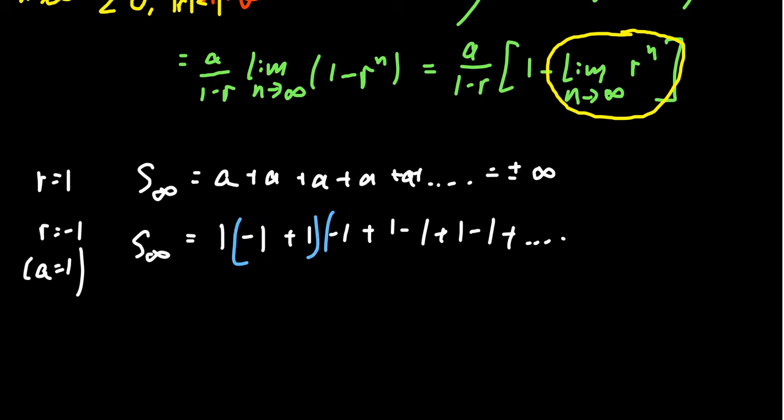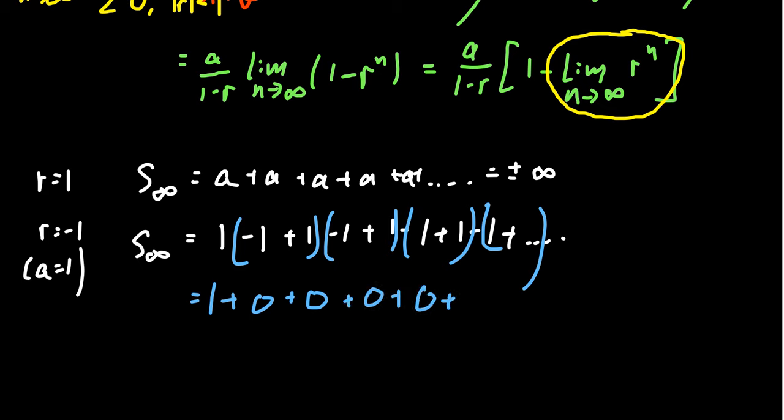If we were to do it this way, we kind of redo the parentheses here. You're going to have 1, plus negative 1 plus 1, which is 0, plus negative 1 plus 1, which is 0, plus negative 1 plus 1, which is 0. You get an infinite number of zeros, right? In which case you would get 1 plus 0, which is actually equal to 1. And so one way of associating the parentheses gives you a sum of 1. Another one gives you 0. Which one is it? It can't be 1 and 0, right?